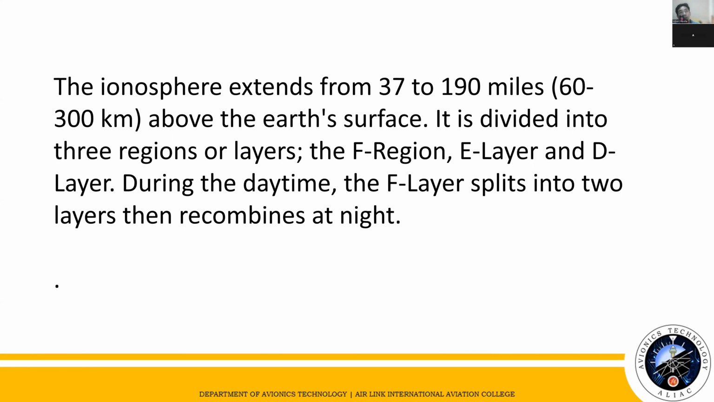Kung nabanggit ko din kanina, is from 400. Tama ba? Yeah. So, it ranges from that. It is divided into three regions or layers. Ulitin natin. F region, E layer, and D layer. During the daytime, the F layer splits into two layers, then recombines at night.